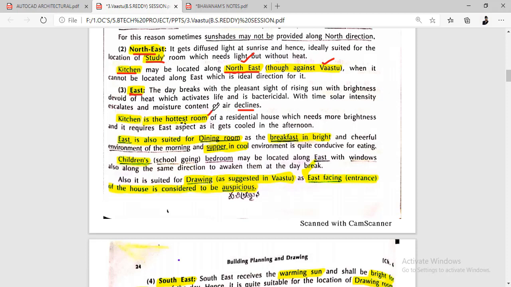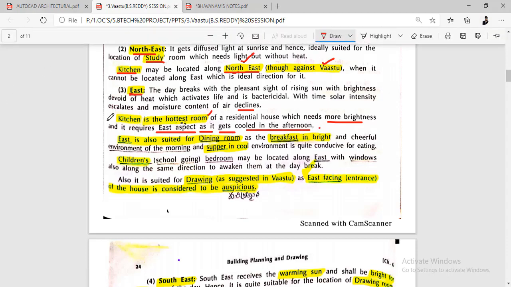The kitchen is the hottest room of a residential house, which needs more brightness, and it requires east aspects as it gets cool in the afternoon. What does it mean? If you take a kitchen, every time in the kitchen we have lighting, fire and all these things. So that's why it is a very hot room, and in the afternoon it will also be hottest.